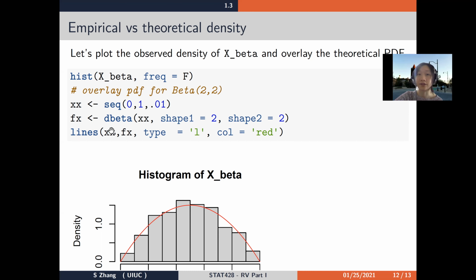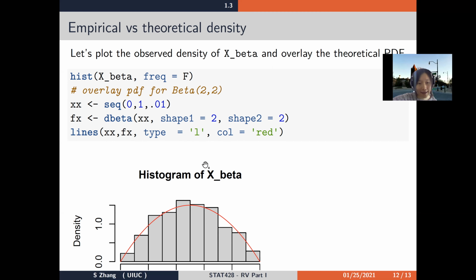So again, d stands for density. So dbeta gives the density of a particular x value following some sort of beta distribution. So we can do dbeta of xx for each of the x-axis values between 0 and 1. And the shape 1 and shape 2 parameters are essentially the a's and b's. We specify them to be 2 and 2. Lastly, we include the curve by using the lines function, color equals red, and that's the theoretical PDF for the beta distribution with a and b equal to 2.